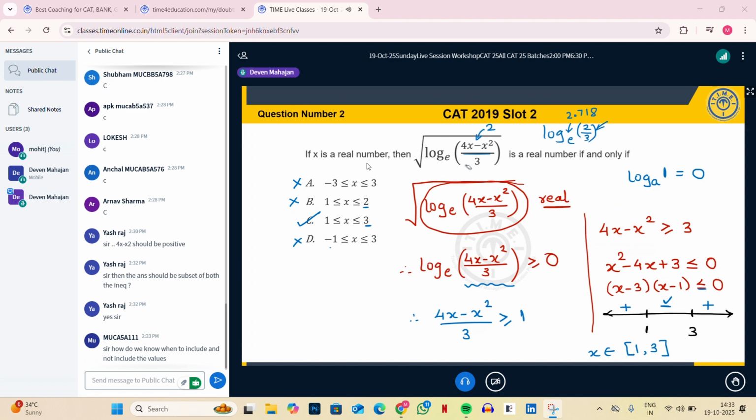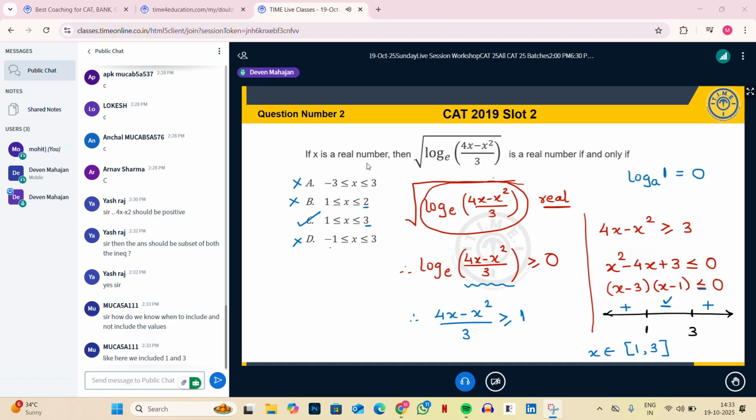So 4x minus x square simply positive is not enough. It has to be greater than or equal to 3. Have you not understood the reasoning that we made?